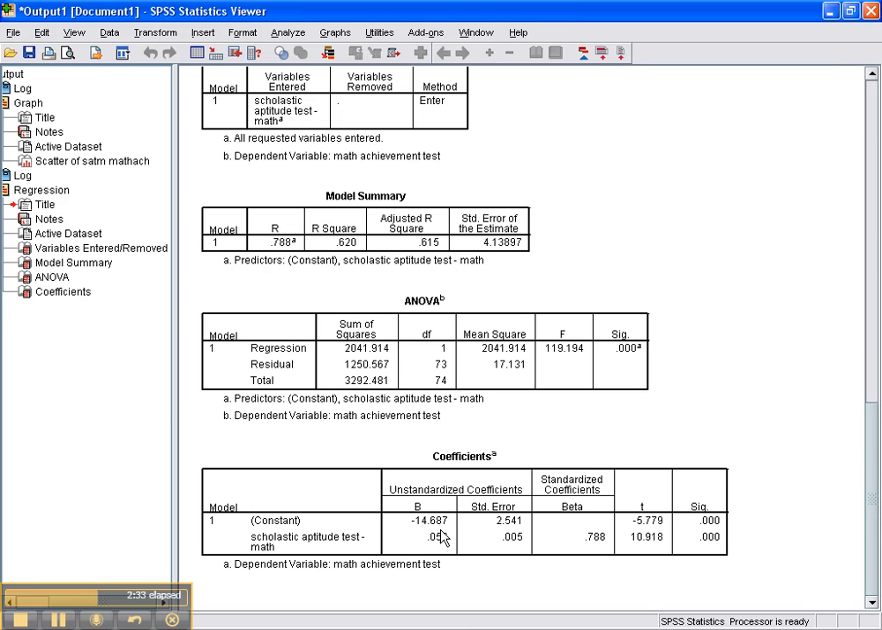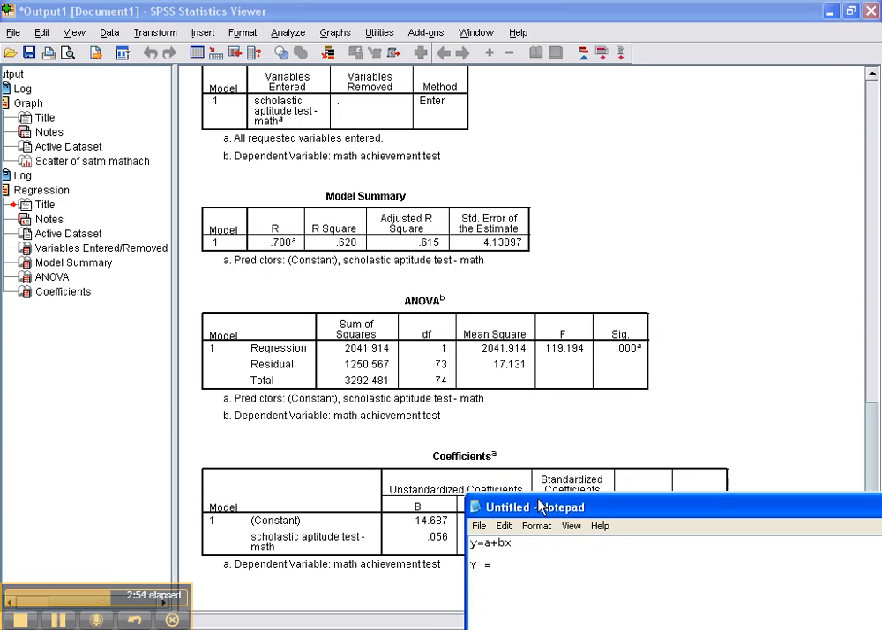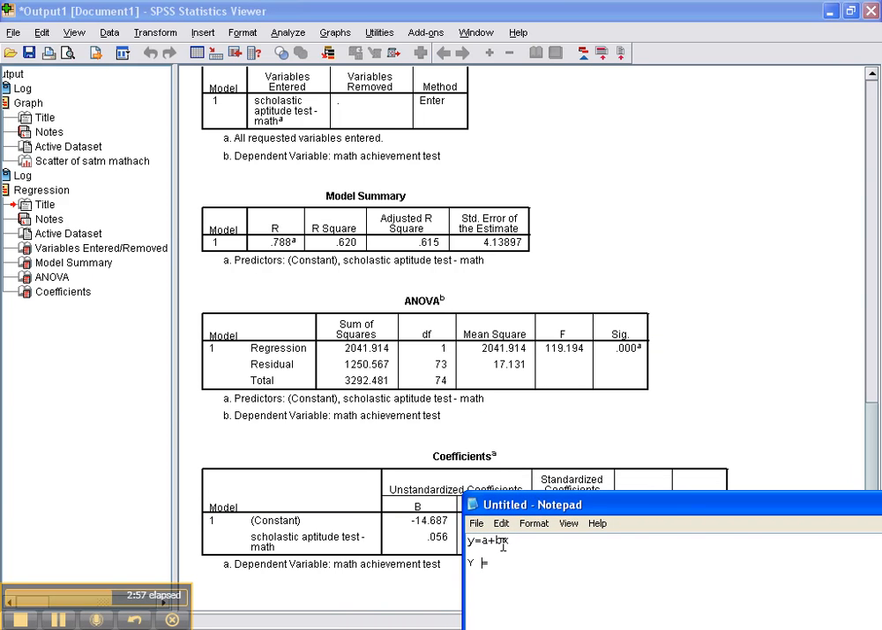If I wanted to predict math achievement test scores using an SAT math score, I'm going here. So again, what's our formula? Y equals A plus B times X. What's Y? Y is our dependent variable, the value of the dependent variable that we're going to predict. What's A? A is our constant. In this sense, our constant is negative 14.687.